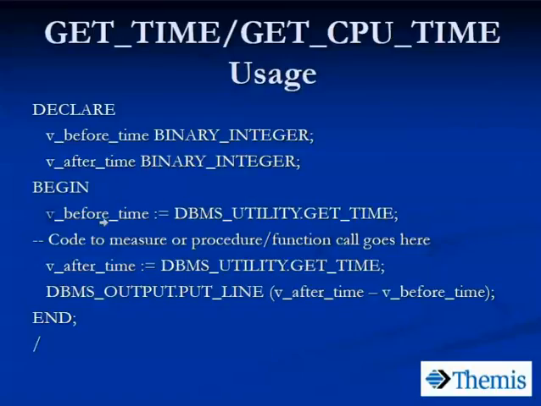So for example, here I just have a comment right here. It says, you know, put the code to measure or the procedure or function call goes here. So if you've got maybe a select statement or an update or a call to procedure that you think has taken a great amount of time, but you're not sure how much time it's taken, you could do this. Right before that code, just put in a call to get time, save it in a variable. Right after the code, do a call to get time, save it in a variable, and then do what? Subtract the two, one from the other, to get the total time.